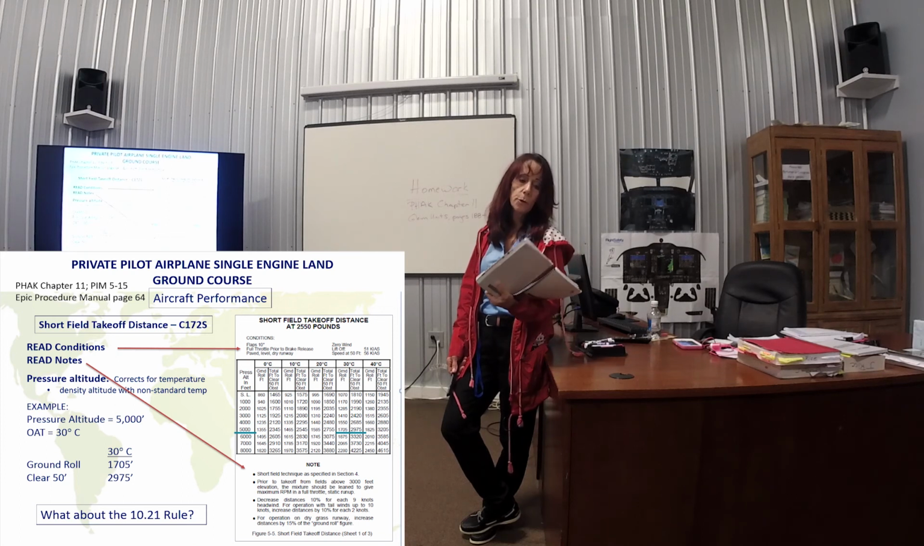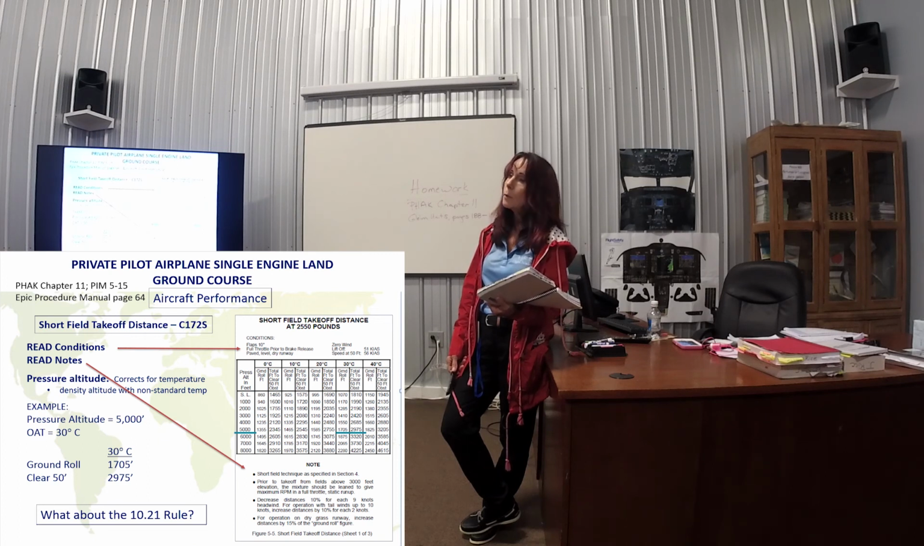So when you look at your short field takeoff distance chart, liftoff is 51 knots if it's short field. Most of the time you do 55. So that's about a 10% difference, so you add 20% more runway.